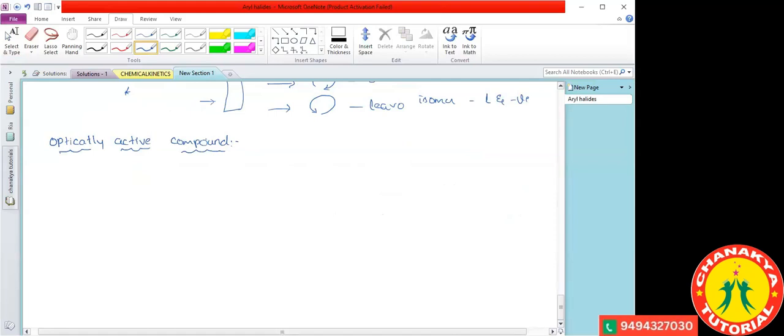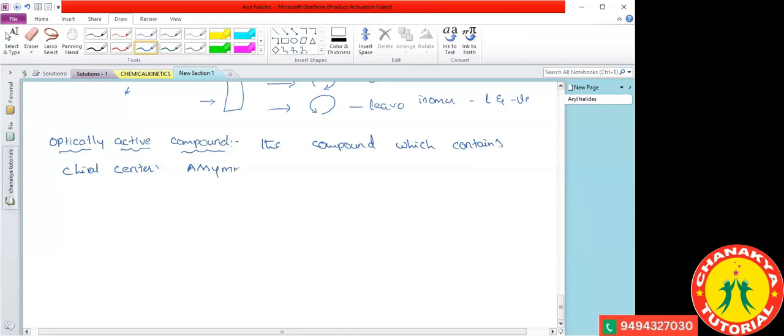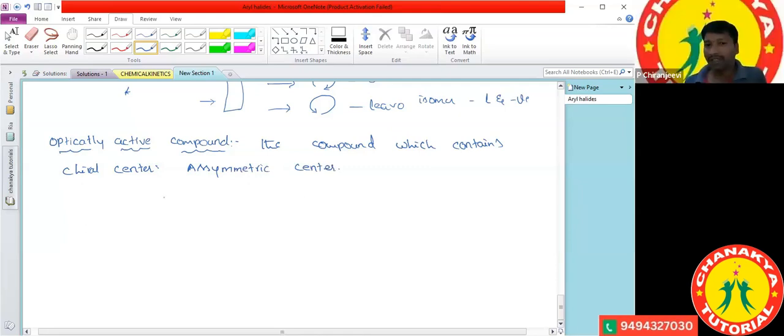Sir, I think it should be chiral. Very good, Kathy. The compound has to be chiral. What is meant by chiral? The compound which contains a chiral center. Aditi, what is meant by chiral? We can also call this an asymmetric center. Sure, in a chiral compound, the carbon has all different substituents attached to it. Very good, Aditi.